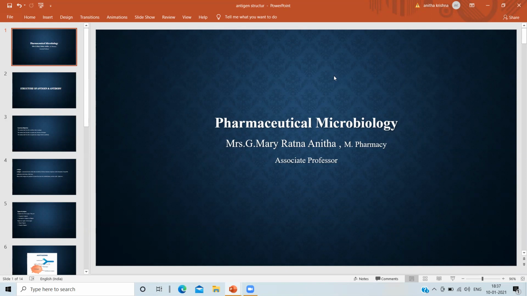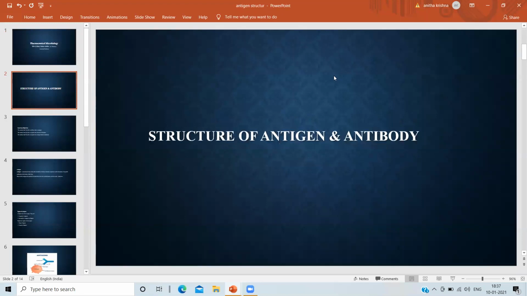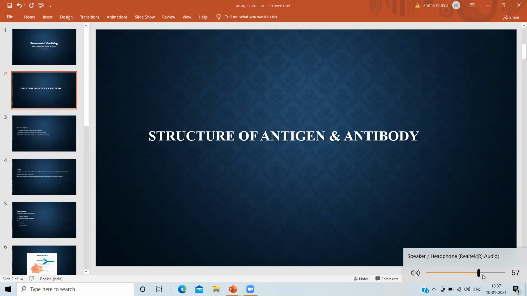The topic for today's class is structure of antigen and antibody. We have already learnt about the different types of immunology. We now know what is immunology, what is immunity, and what are the different types of immunity which our body carries on. While studying immunity and immunology, we came across these two terms many a times, antigen and antibody.